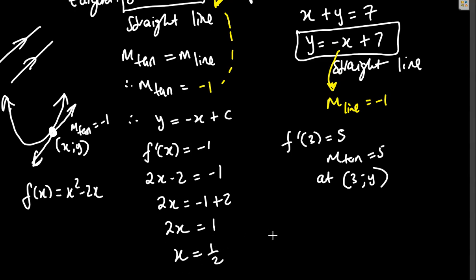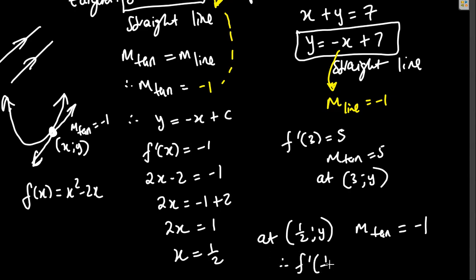So what does this mean? It means at this point, half and then a certain y value, the gradient of the tangent is equal to what? To -1. Okay? So it means therefore f prime of half is equal to -1. The gradient at x equals half. At a point where x is half, the gradient is -1. Okay, and you can check. You can substitute half here. You will see that the gradient is -1.